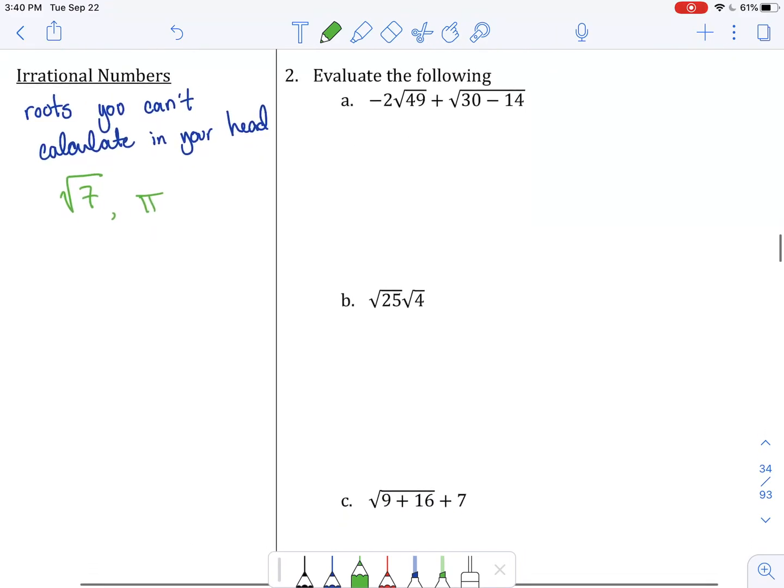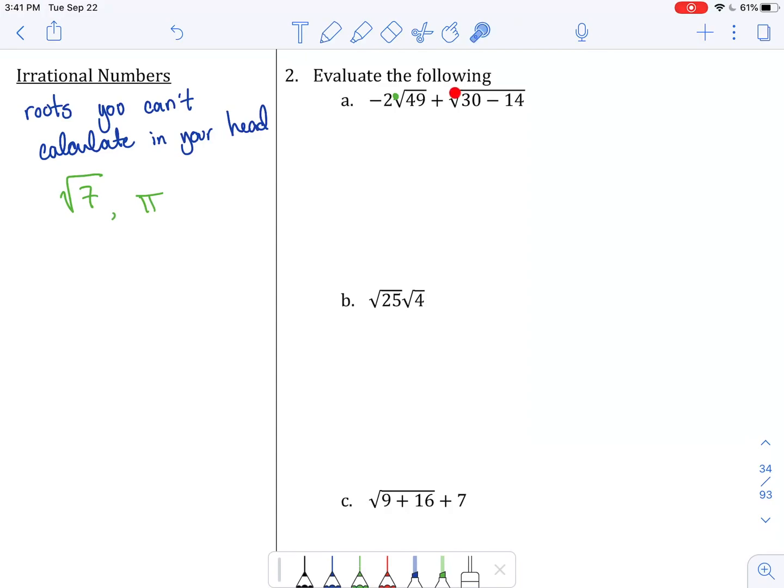Now we can talk about how to evaluate square roots. As we said, some of these square roots are ones that you've seen before. If you haven't seen these before, please come and review them with me on Zoom. So for example, here we have -2 times the square root of 49, because remember when things are just shoved next to each other, that's the same as multiplication.